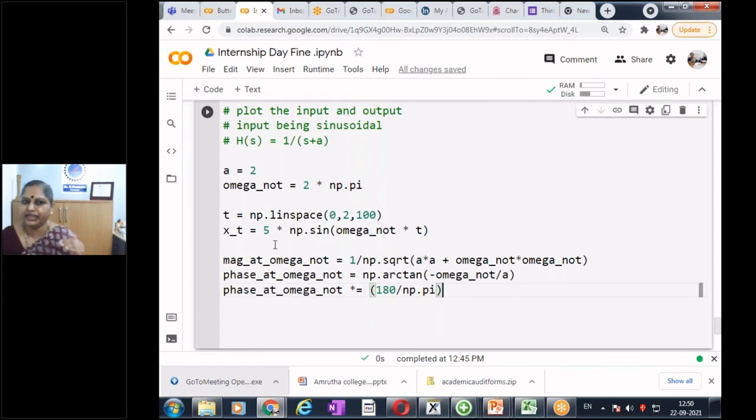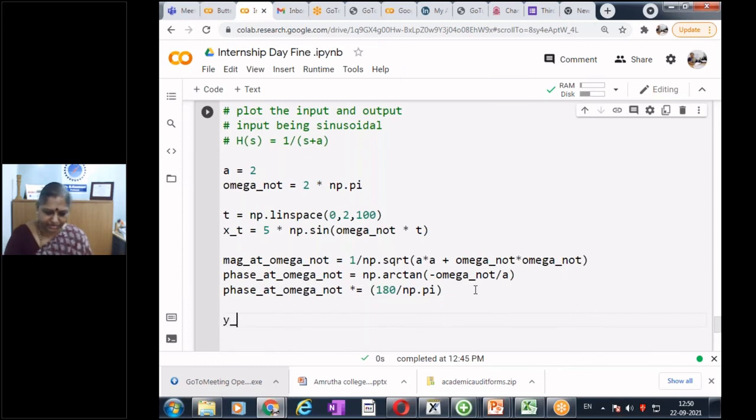So now we have an input signal x of t. We have the transfer function h of s. We are computing the value of h of omega at omega naught. My input is sine omega naught t at omega naught. So the magnitude at omega naught is the square root of a square plus omega naught square. What is the phase angle? Tan inverse of minus omega naught by a. Then what is my output y of t now?